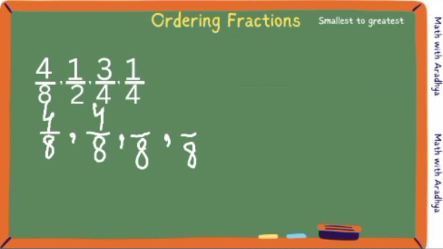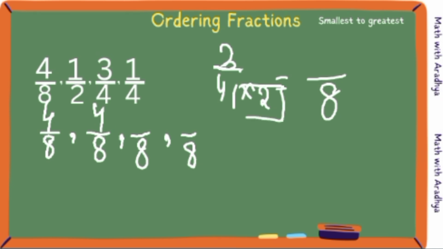Then we have our third fraction, which is 3/4. We see what we multiply with this 4 to get 8 as our denominator. If you multiply 4 with 2, we get 8. Whatever we multiply in the denominator, we need to multiply in the numerator. So 3 multiplied by 2 is 6, so the numerator of that fraction should be 6.